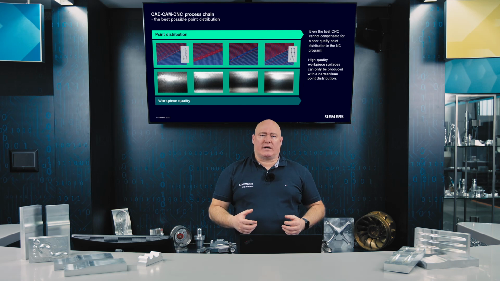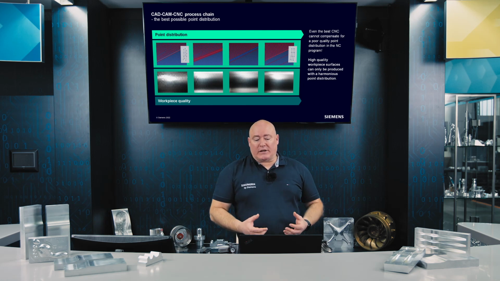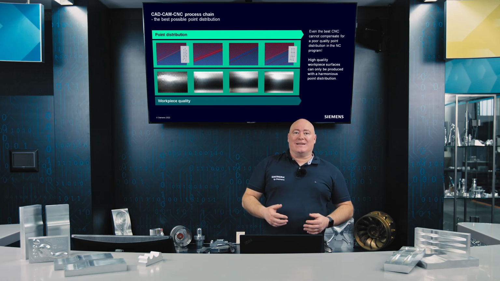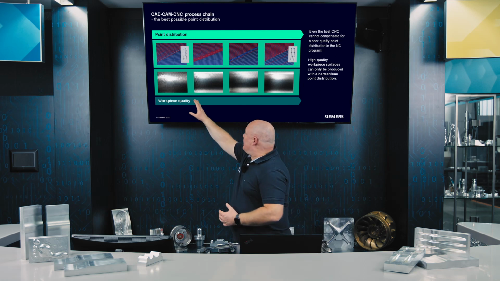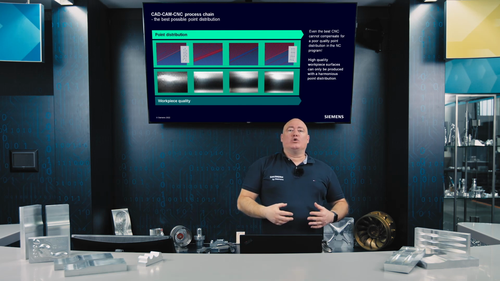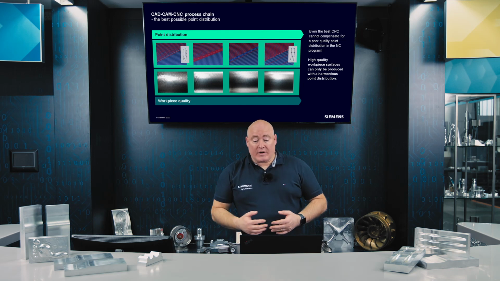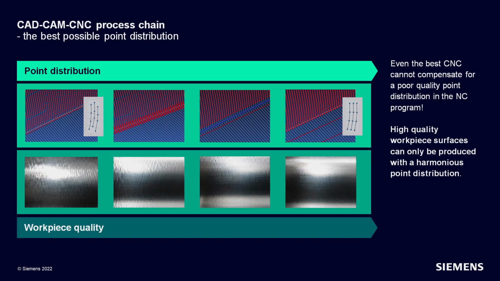One goal of outputting the NC program from the CAD/CAM process chain, that is, from the programming process, is to achieve the best possible point distribution. Because high-quality workpiece surfaces can only be produced if there's a harmonious point distribution. Here on the left, you can see a not-so-optimal point distribution after the NC output. This is one of the reasons for a poor workpiece surface. And on the far right, you can see a very harmonious distribution of points, the basis for a very good workpiece surface.